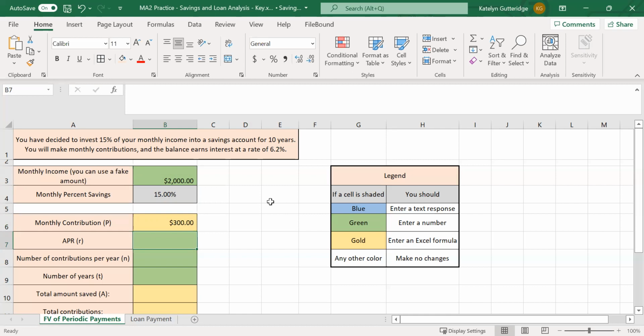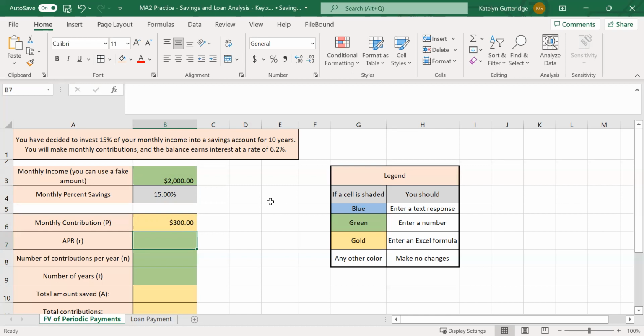So I'm going to pretend I'm depositing $300 into an account monthly for 10 years at 6.2% interest. So let's go ahead and record all of this information into these three green cells below, and then we'll do our future value of periodic payments formula.